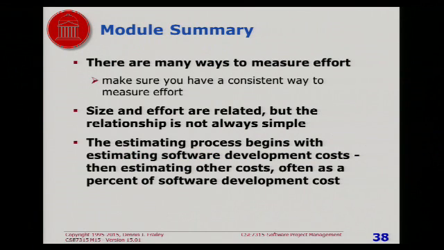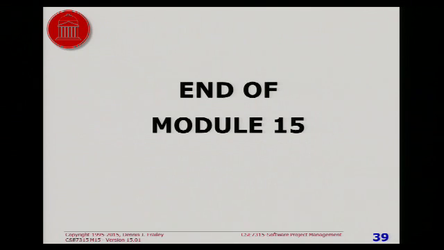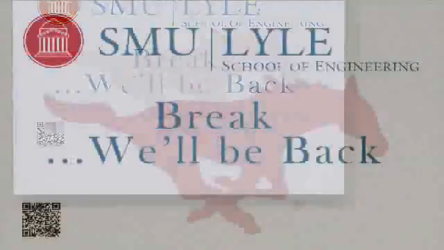Okay, to summarize this module, there's many ways to measure effort. The most important thing is to be consistent. Size and effort are related, but it's not a simple relationship. There's all sorts of other factors. The estimating process begins with estimating the software costs, and then once you've gotten that estimated, then estimating all the other costs. That's the end of the module, so we're going to take a break, and let's make it about an 8-minute break.